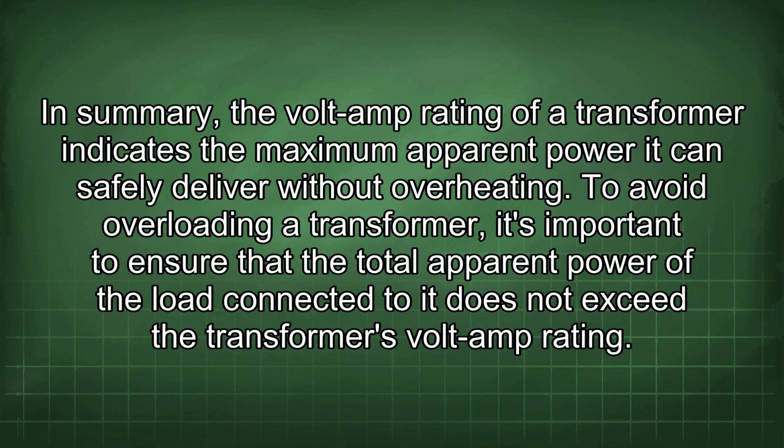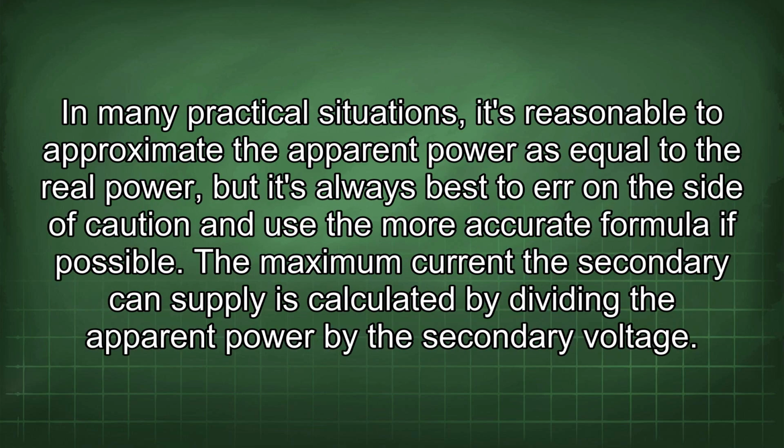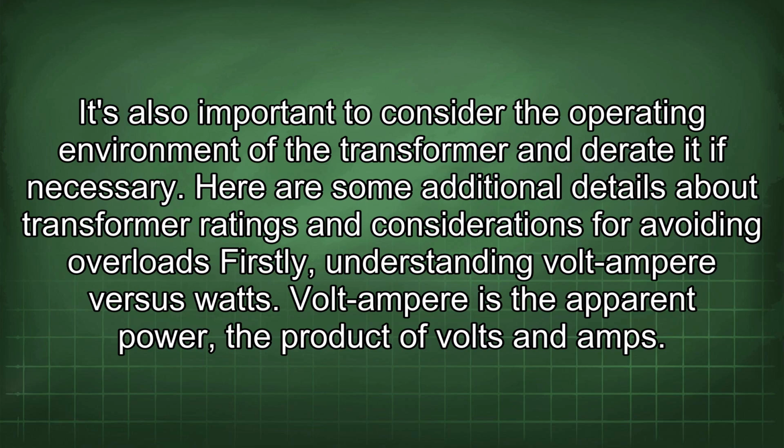In summary, the volt-amp rating of a transformer indicates the maximum apparent power it can safely deliver without overheating. To avoid overloading a transformer, it's important to ensure that the total apparent power of the load connected to it does not exceed the transformer's volt-amp rating. In many practical situations, it's reasonable to approximate the apparent power as equal to the real power, but it's always best to err on the side of caution and use the more accurate formula if possible. The maximum current the secondary can supply is calculated by dividing the apparent power by the secondary voltage. It's also important to consider the operating environment of the transformer and derate it if necessary.